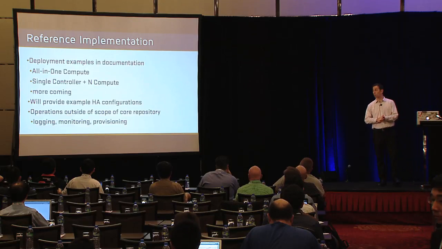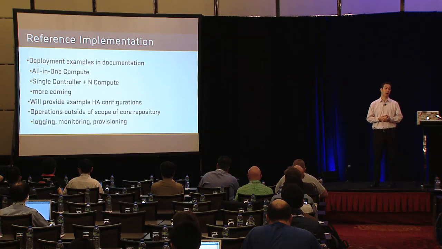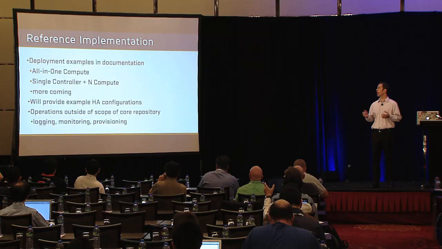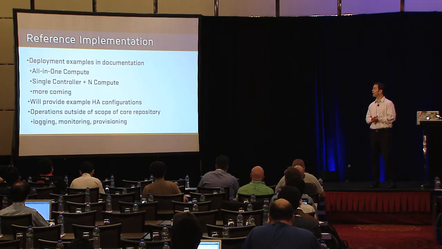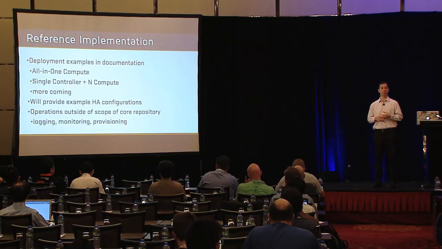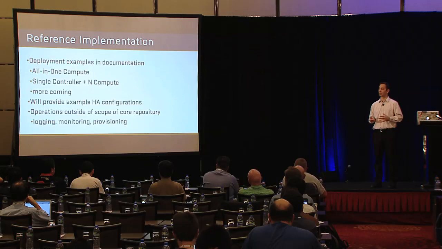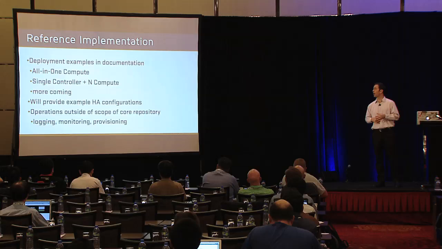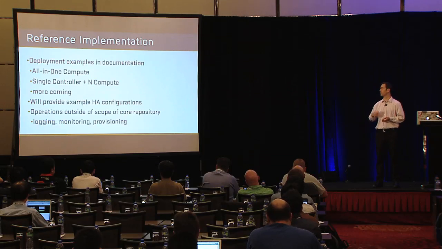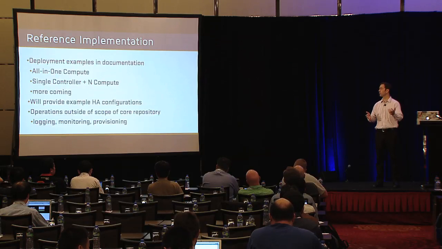So we are providing reference implementations. We have deployment examples in the documentation for the all-in-one compute, which is our Vagrant box. Single box, you stand it up, everything is on it. You have Nova on a box. That's what we're doing today. The single controller plus N compute, very common pattern in small deployments. You got 10 boxes. Hey, one of them's controller, nine of them are doing compute. Run 100 VMs, that's good to go. More examples are coming. So we'll just continue to iterate over this as we go, as we support more and more different architectures and deployments.